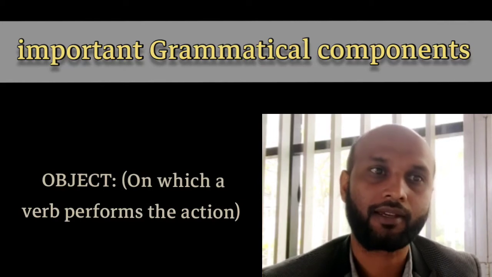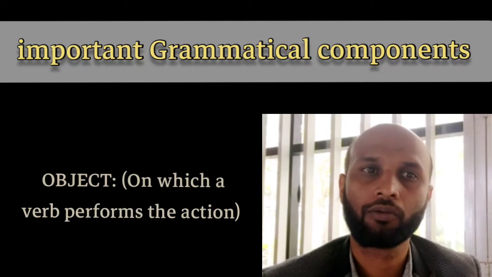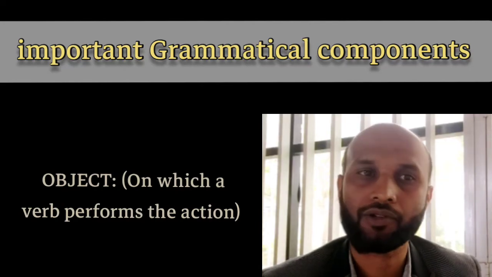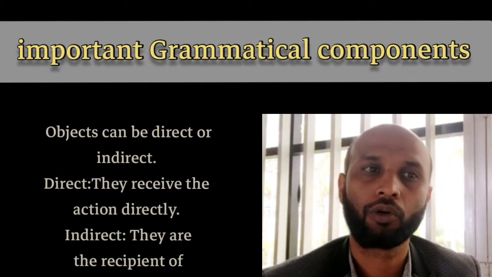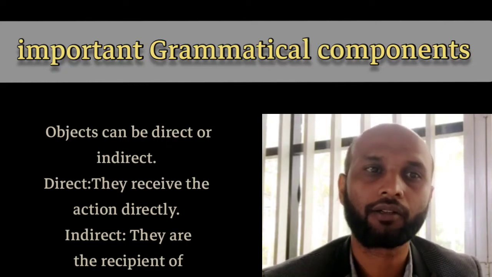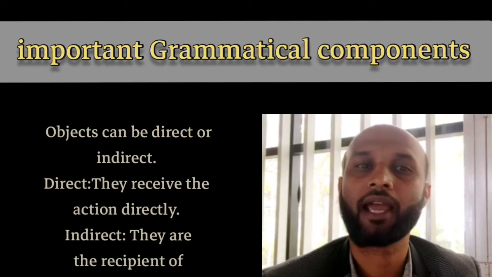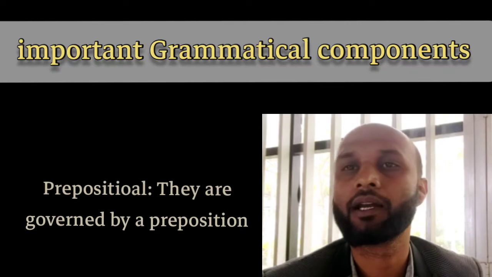Object, this is a pronoun or noun phrase on which a verb performs an action. Objects can be direct or indirect. Direct, they receive the action of the verb directly. Indirect, they are the recipient of the action. And prepositional, they are governed by a preposition.